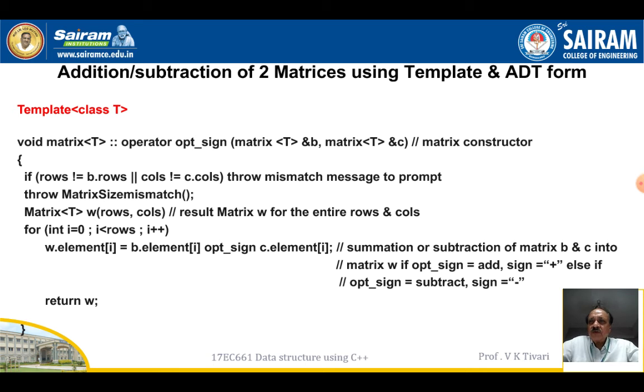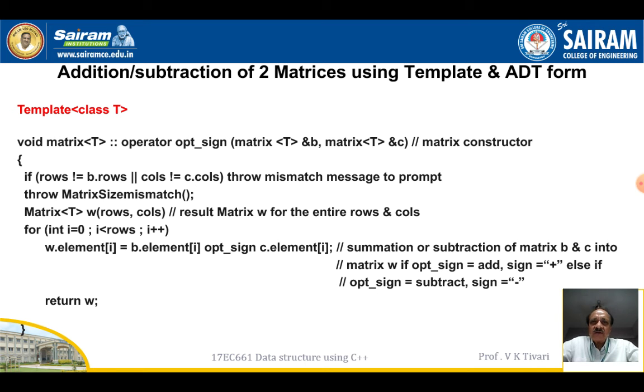Next, we are going to define matrix<T> W with rows and columns. This is the output matrix. Matrix W is nothing but the result matrix, which has the entire rows and columns. For the for loop, we are checking integer i equal to 0, semicolon, i less than rows, semicolon, i incremented, where we are adding up into the W element of i equal to B element i, opt sign, C element of i.